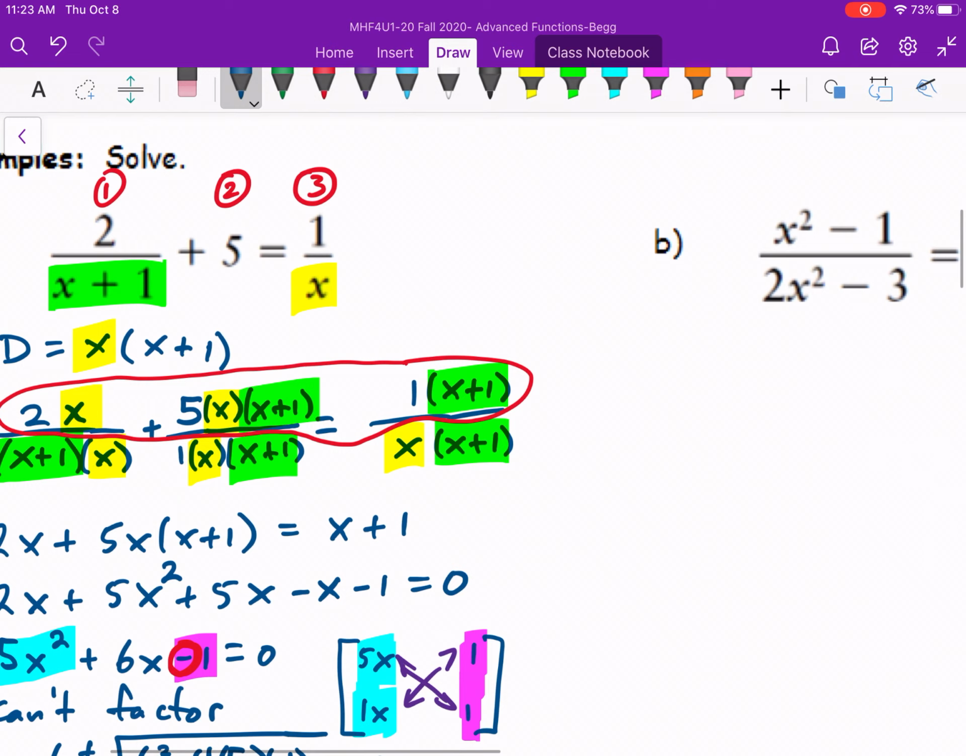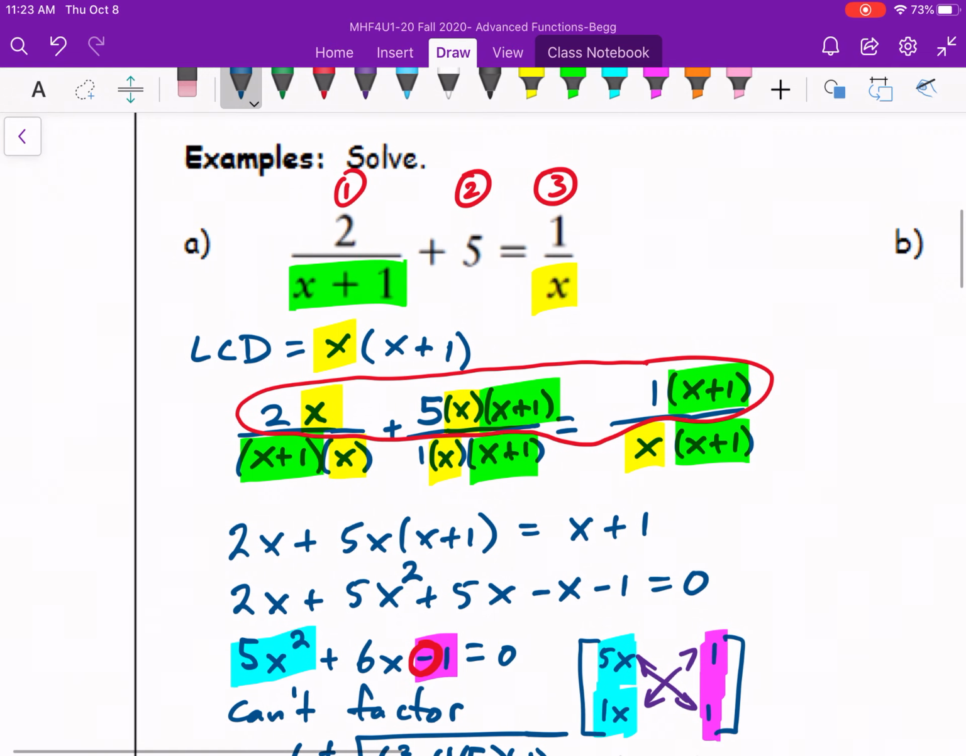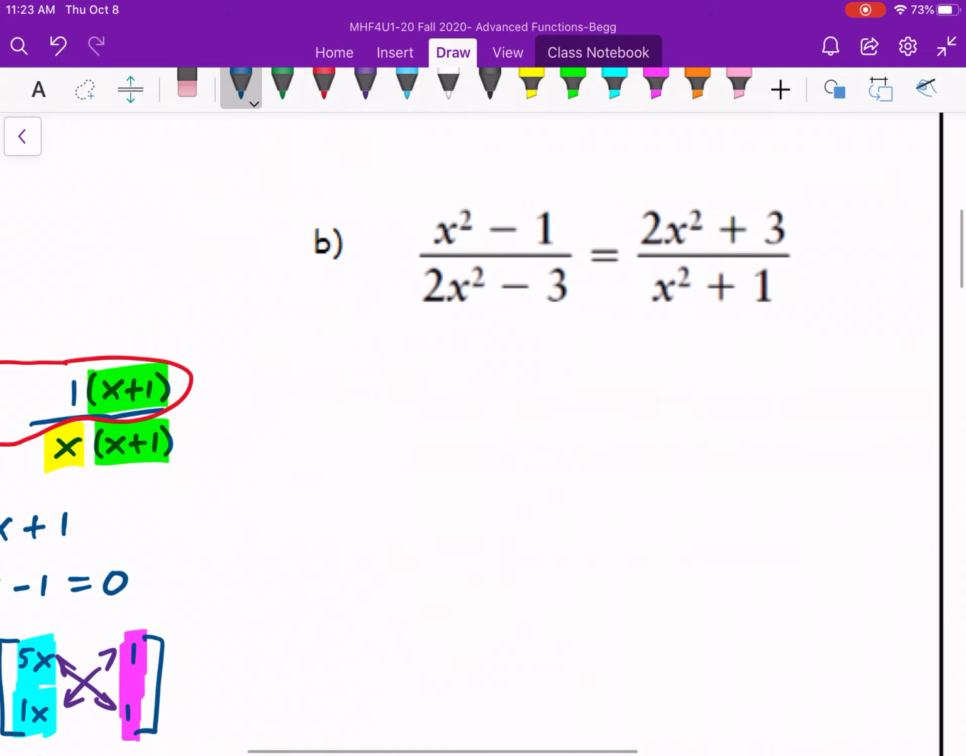So that's the only example I have of one of these type 1s. So if you ever find yourself in a situation where you have to get a common denominator, you want to come back and look at this example.